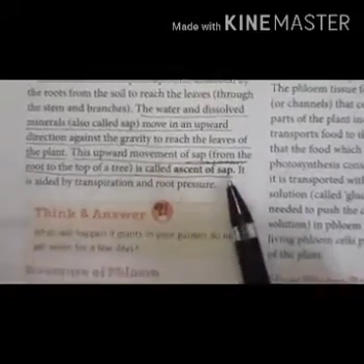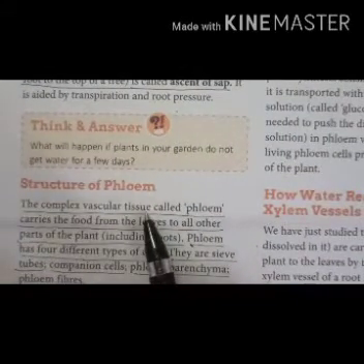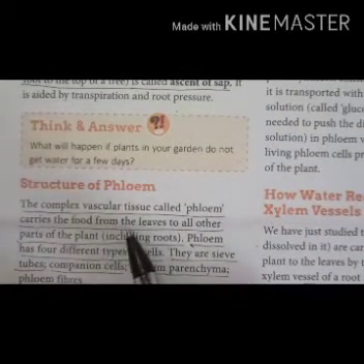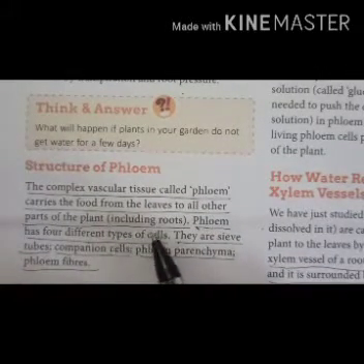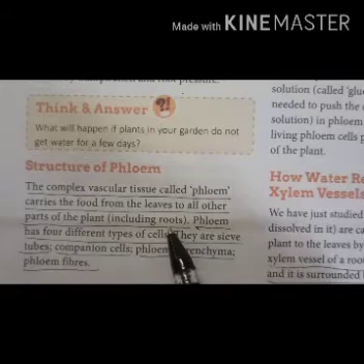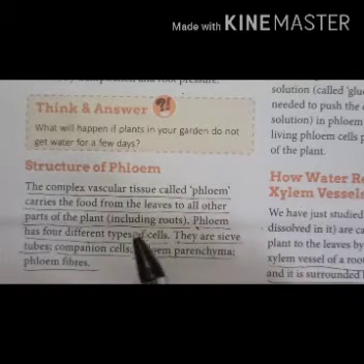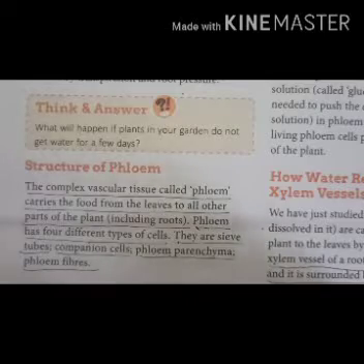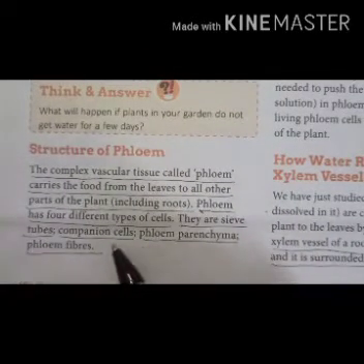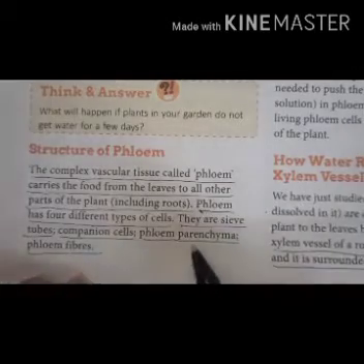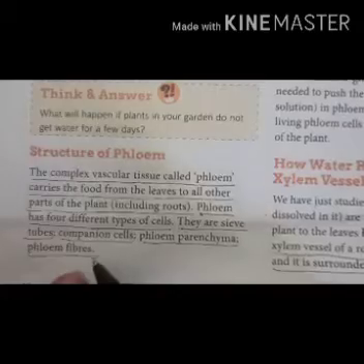Now let's discuss the structure of phloem. Phloem is a complex vascular tissue which carries food from the leaves to all parts of the plant, including your roots also, because roots also require food. And phloem has 4 different types of cells. These are: first, your sieve tubes; second, your companion cells; third, your phloem parenchyma; and fourth, your phloem fibers.